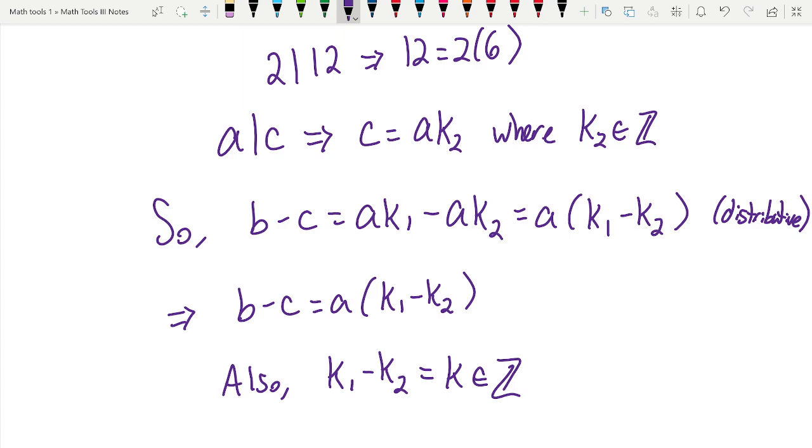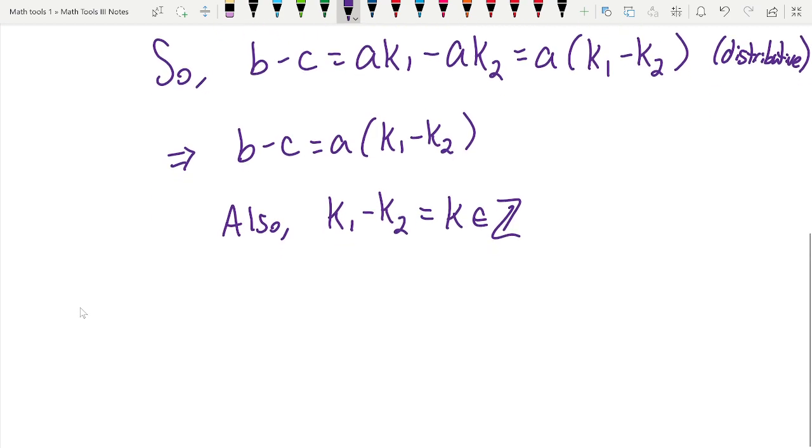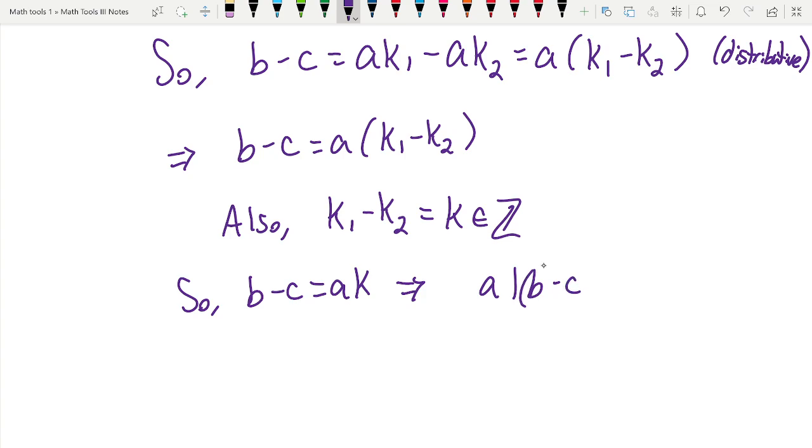But anyway, you could see just by trying out some numbers that if you subtract two integers, you will get an integer. Okay. So this means that b minus c is equal to a times k, and this was our definition of dividing, right, that we were using. So therefore, we have proven the original statement.